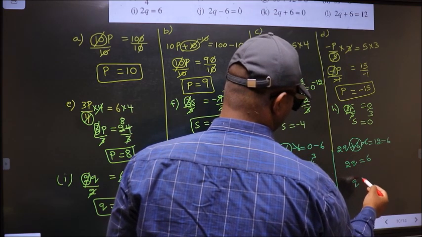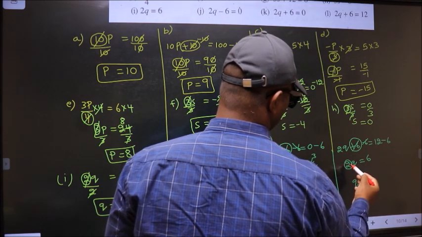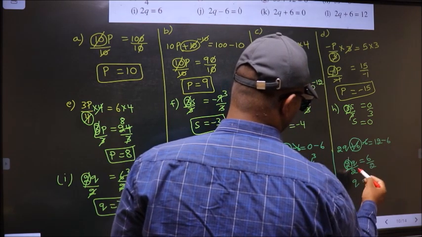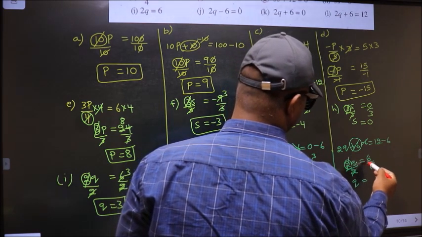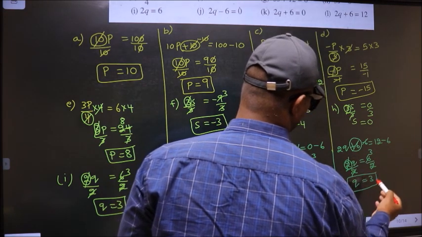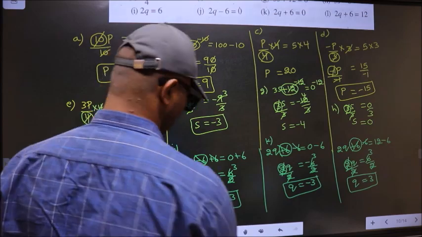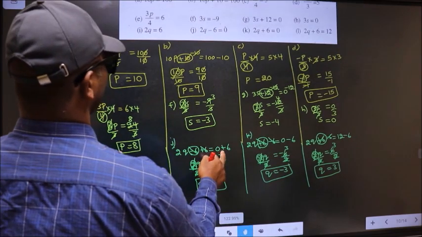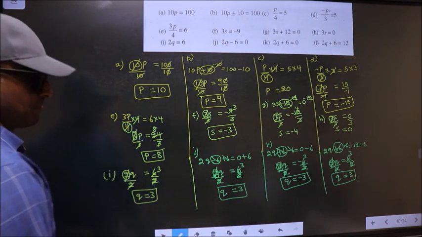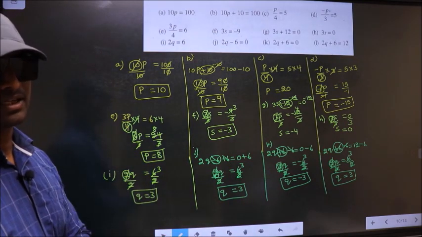Now to get q, we should remove 2. So to remove 2 you divide by 2. This cancels out, you get q equal to 2 ones are 2, 2 threes are 6. So this is our answer. The question is completed.